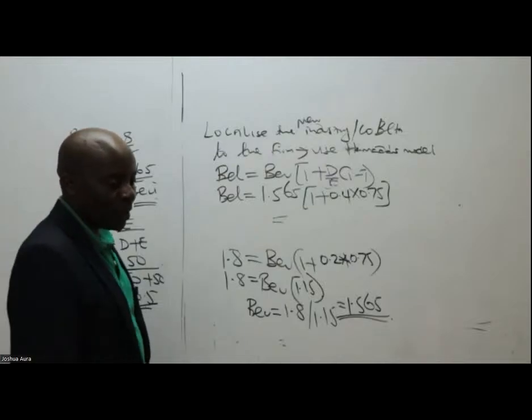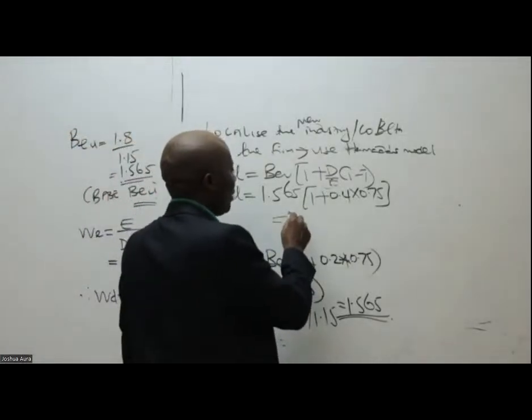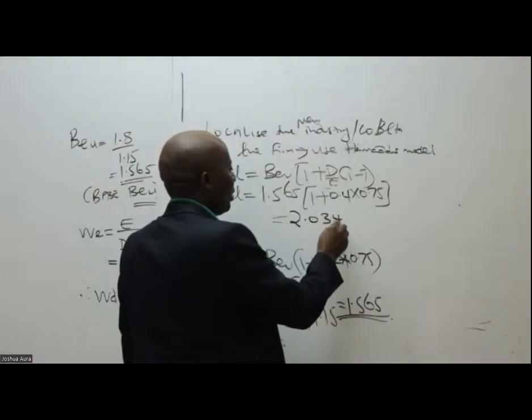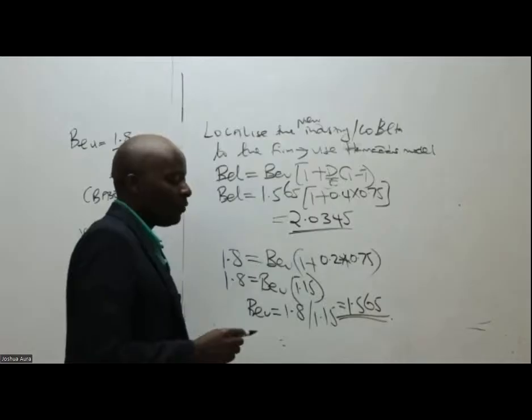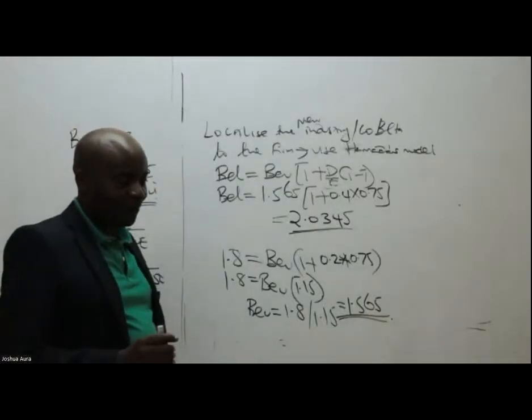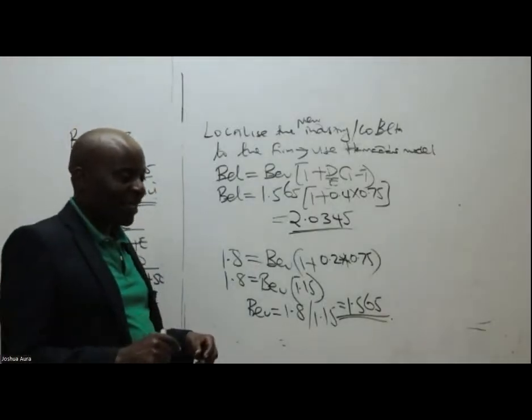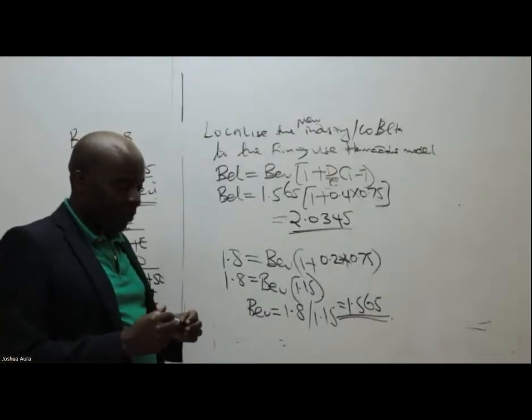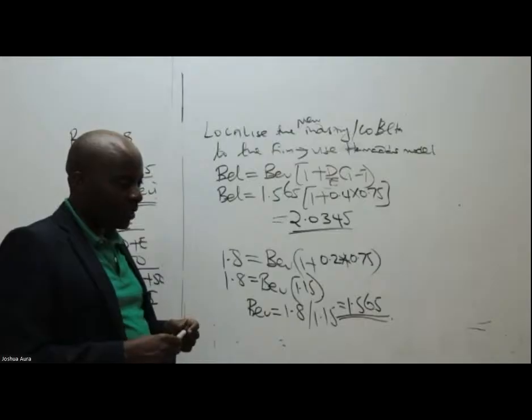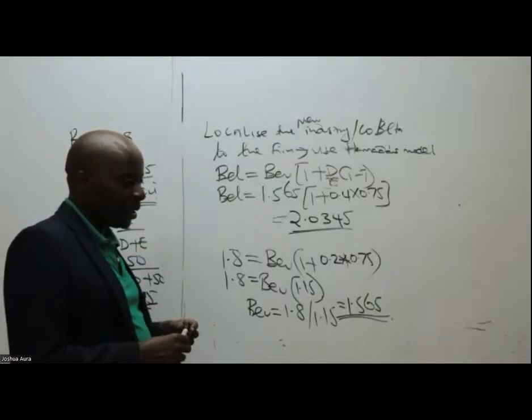So this is 2.0345, like that. That's the beta equity of a levered organization. I've been able to localize. I've been able to get this BEL. Then what do you think will be the next thing to be done? Please talk to me. What do you think will be the next thing to be done?